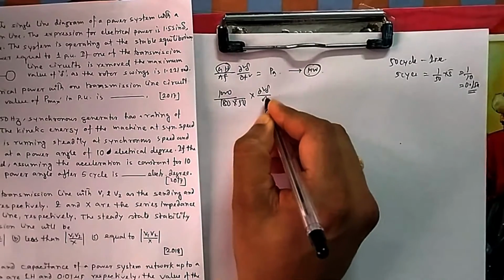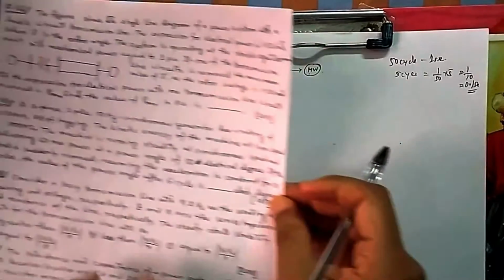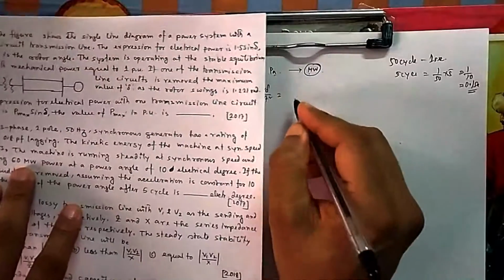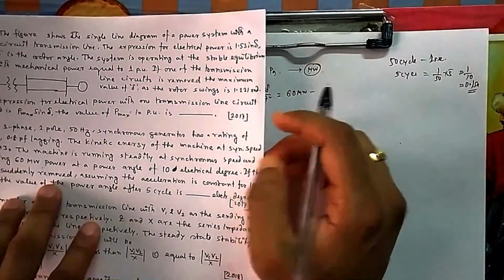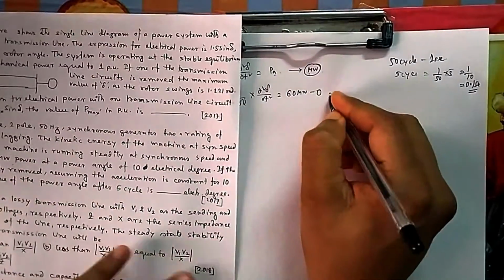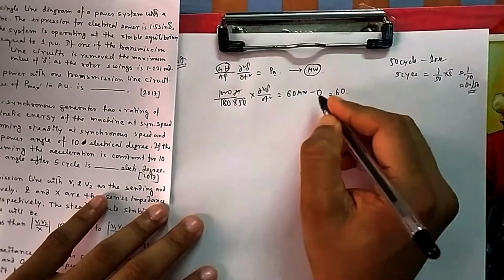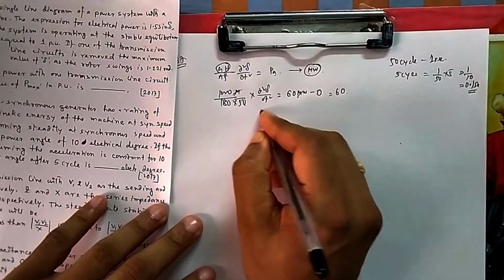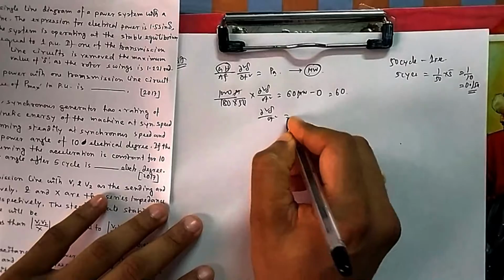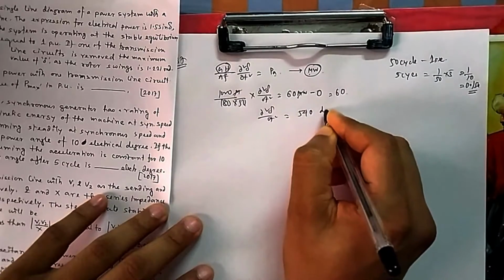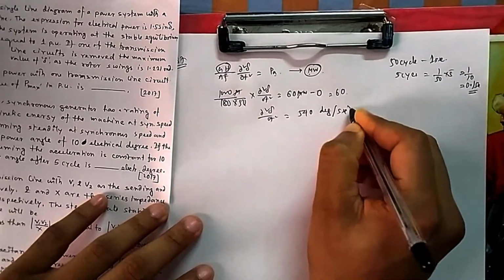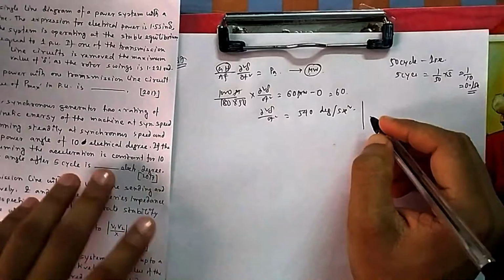d square delta by dt square is equal to the acceleration power. It was running at 60 megawatt. Suddenly the load is removed, so the output is 0, so the acceleration power is 60. Both sides mega will go, so ultimately it will be 60. So if you solve d square delta by dt square, you will find your acceleration is 540 degree per second square.